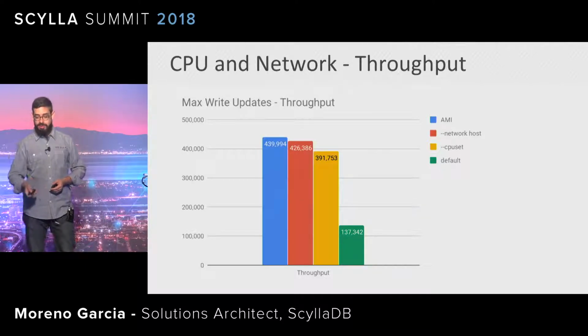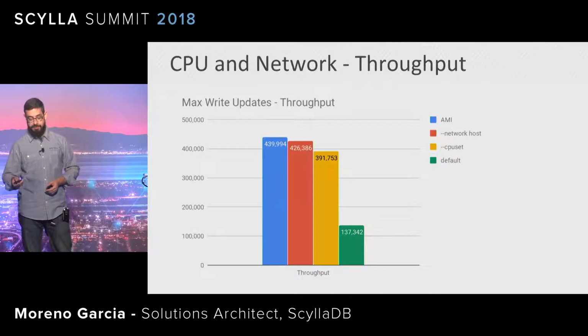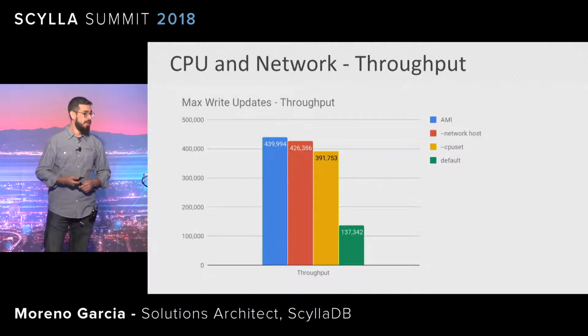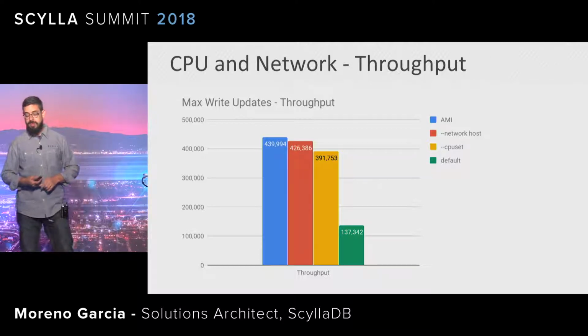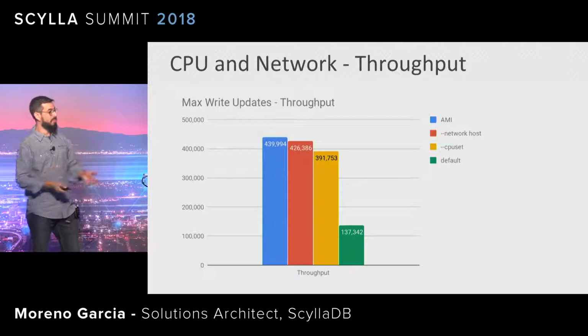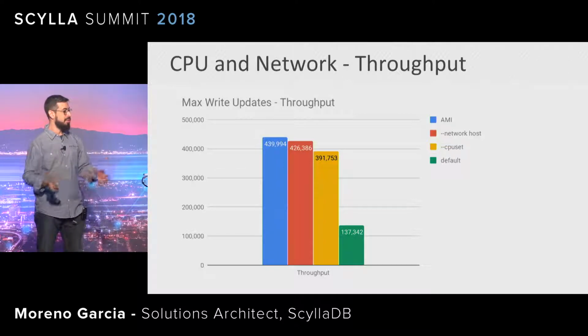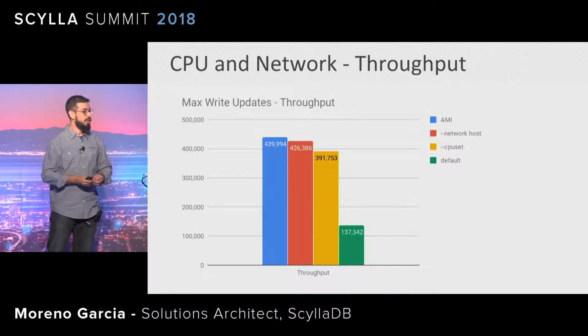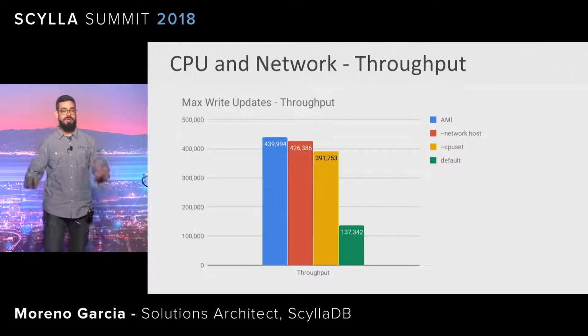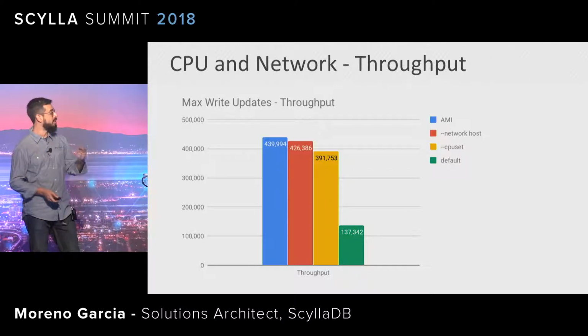Going back to the article that I mentioned. This is a test we did on i3 Metal on Amazon. And you can see that the green one is Docker with developer mode on. So no tuning, no parameters. We are not telling Docker anything about the underlying infrastructure. You just go docker run Scylla, and there you go. You have one instance of Scylla running.